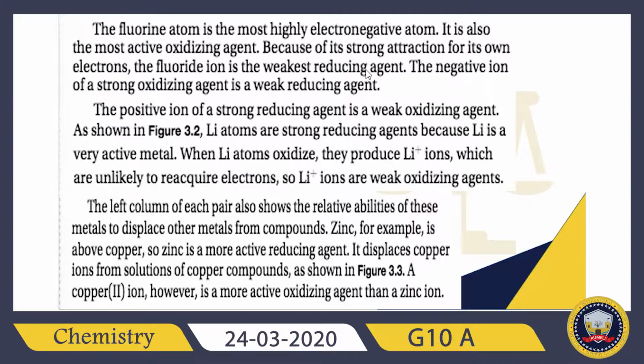So for example, fluorine is the strongest electronegative atom, so that's why it is the strongest, the most active oxidizing agent. But the fluoride ion, what is it? The opposite: the weakest reducing agent. So the strongest oxidizing agent, its ion is the weakest reducing agent. Remember that: the negative ion of a strong oxidizing agent is a weak reducing agent.